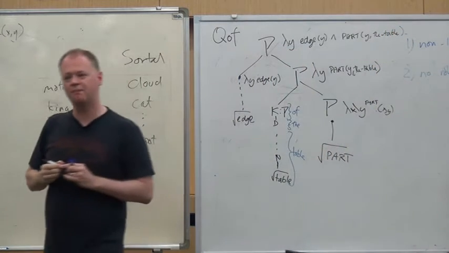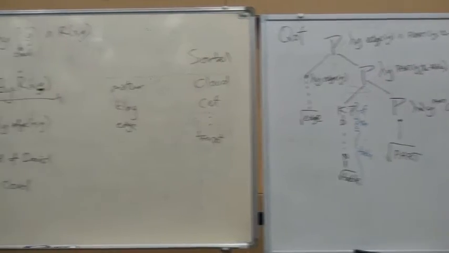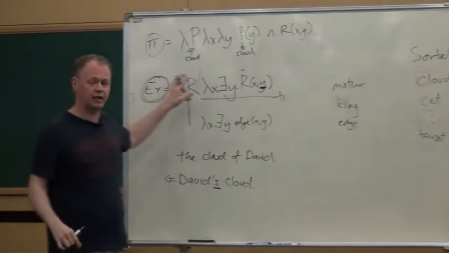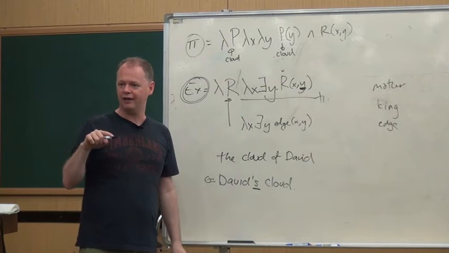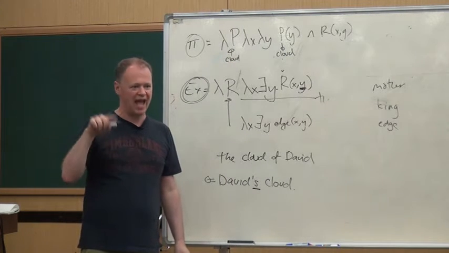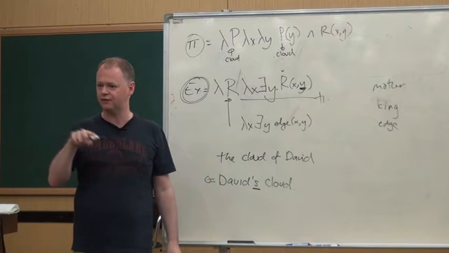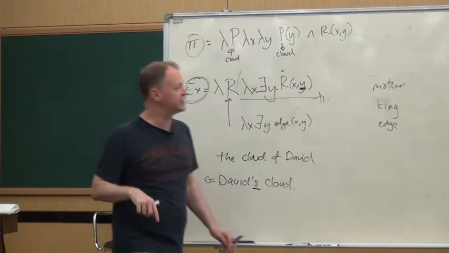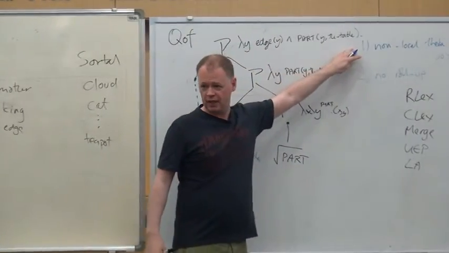Right? So the meaning of the edge of the table is: this is an edge and it's part of the table. Now that's a different LF from the standard Barker kind of view, which says lambda y, edge y the table. It's a different kind of logical form there. This one says this thing's an edge and it's part of the table.